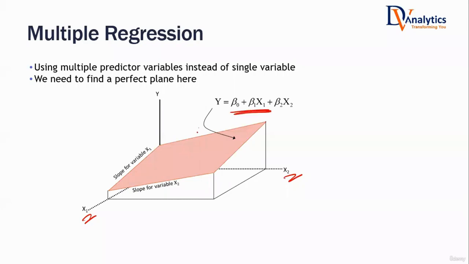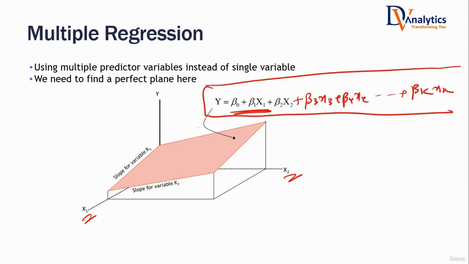Is it only two variables, or can there be more than two variables that are impacting target variable Y? Sir, any number of variables can be impacting Y, but only until 3 dimensions we can visualize it. Human eye can perceive only 3 dimensions, but in mathematics you have beta 3 X3 plus beta 4 X4 and so on plus beta k Xk. That is the multiple regression line equation where you are using X1, X2, X3 and so on Xk variables for the prediction of target variable Y.